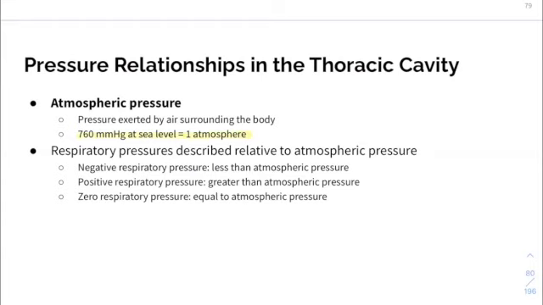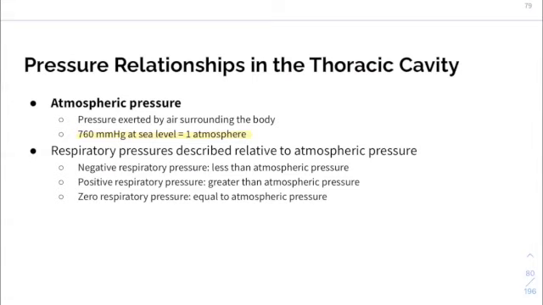So when we're breathing in and breathing out, it changes the pressure within our lungs. It also changes the pressure in the intrapleural cavity. So we're going to look at all of that.